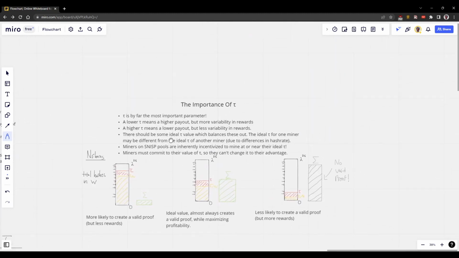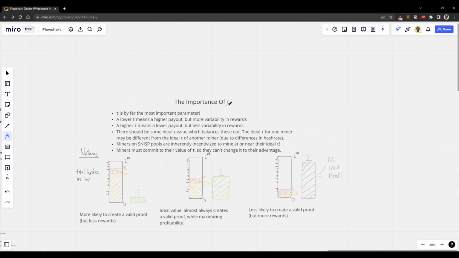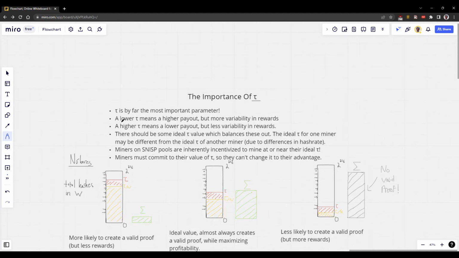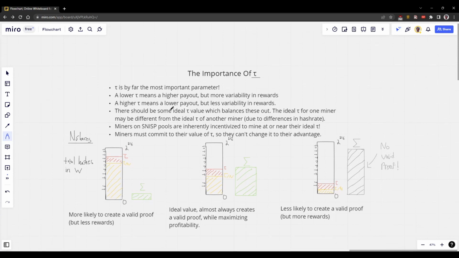So with that in mind, let's look at the importance of this TA value and why really it is the most important parameter inside of our protocol. So a lower TA means a higher payout but more variability in rewards. And a higher TA means a lower payout but less variability in rewards. So with that said, there should be some ideal TA value which balances the payout and the variability in rewards out.